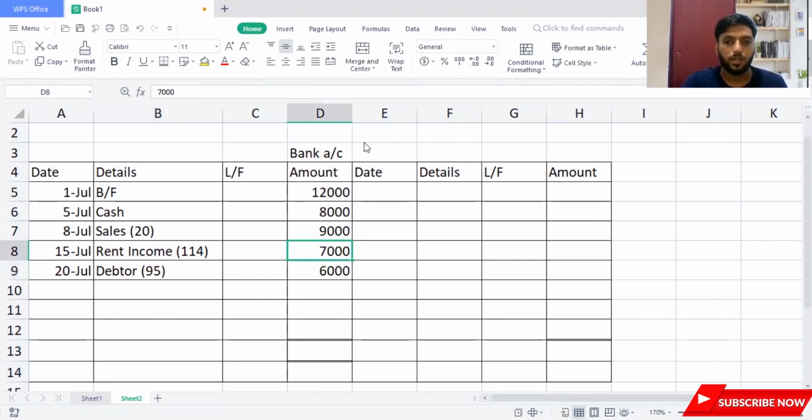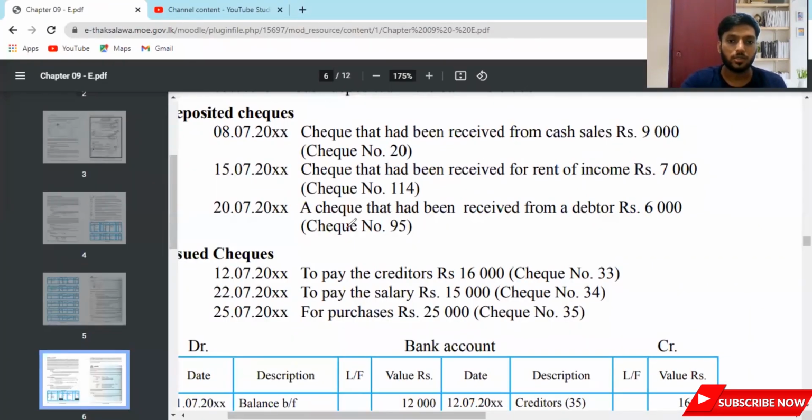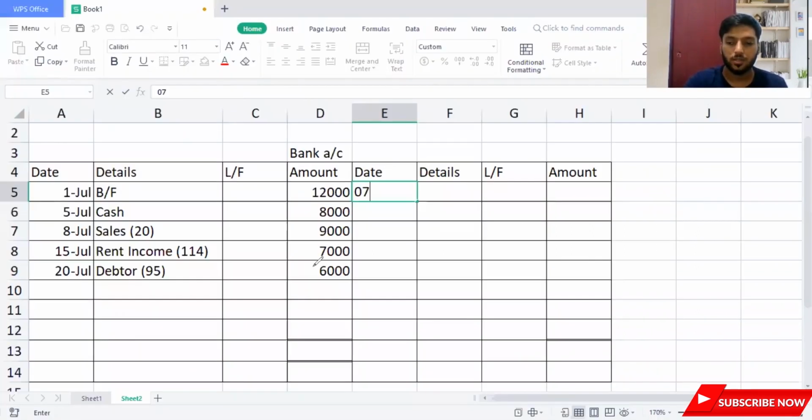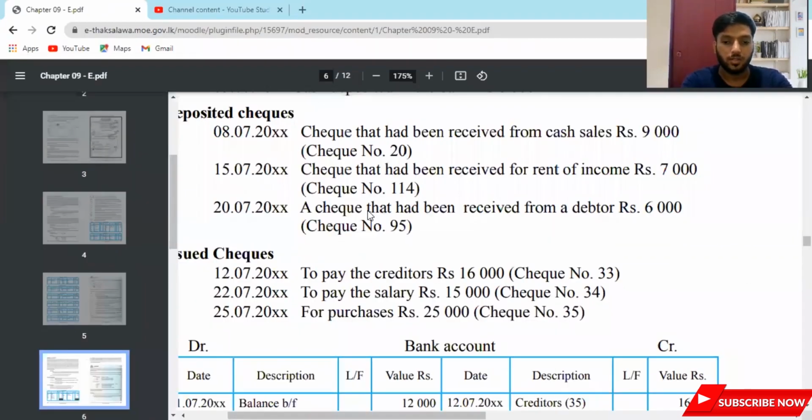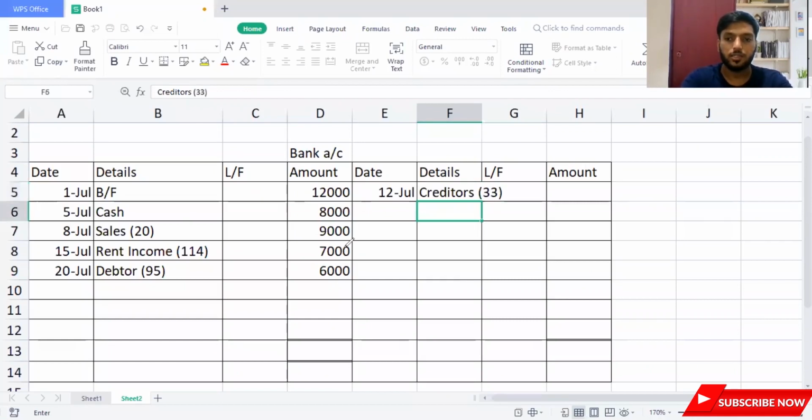Once after recording that adjustment, I'm not yet done. You have issued checks on 12/7/2000 to pay the creditors rupees 16,000. So when you pay by check, the money is going out of the business. 12/7, I'm going to write 12/7. You issued for creditors, if I'm not mistaken. Creditors 16,000, check number 33. So I'm going to write creditors, 33, 16,000.